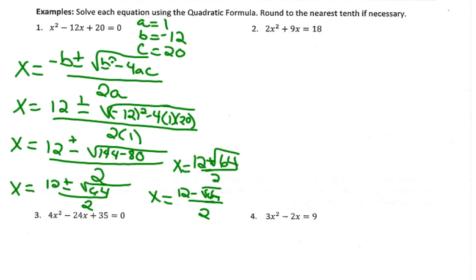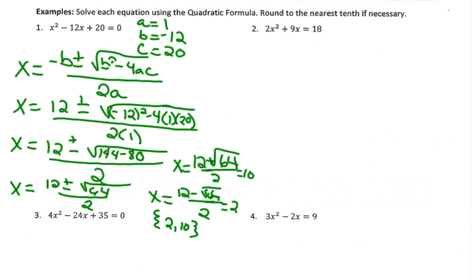Sorry. So this would be 12 plus 8, which is 20. 20 divided by 2 is 10. This is 12 minus 8, which is 4, divided by 2 is 2. So my two roots are 2 and 10. And again, you could have solved this by factoring. You could have solved this by completing the square. Now we have a third method, all algebra based, where you can use your quadratic formula. Okay? So you usually will have a choice.